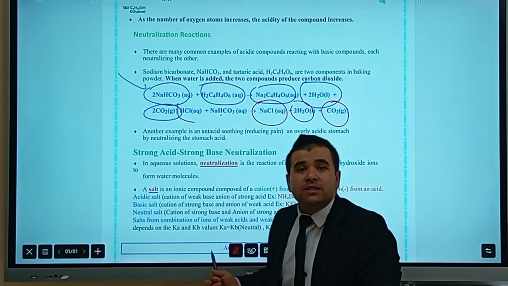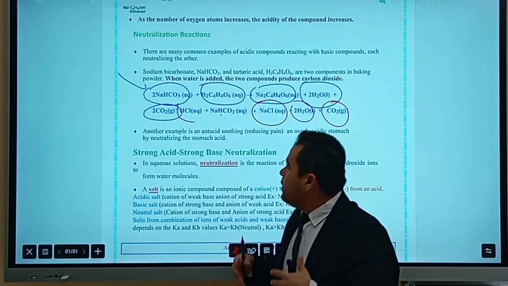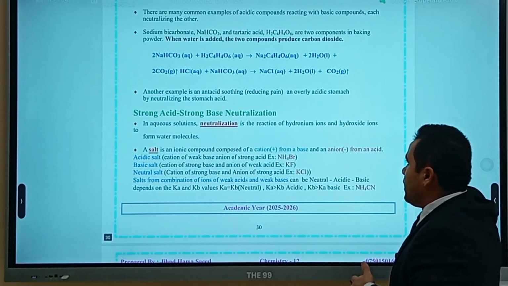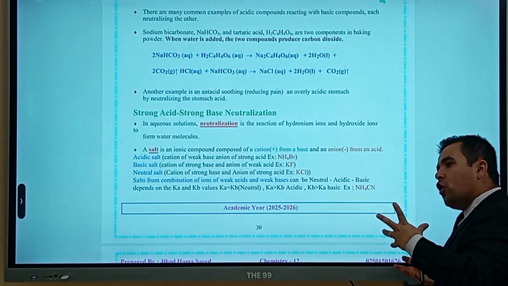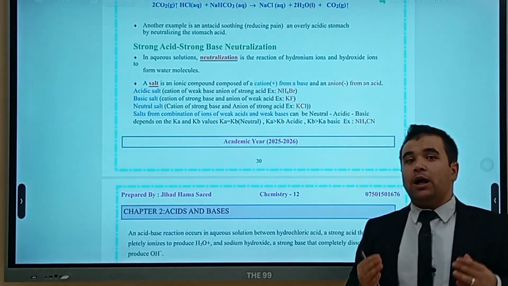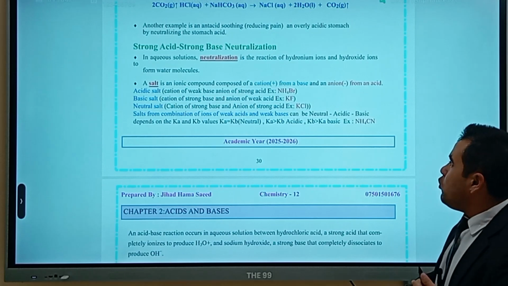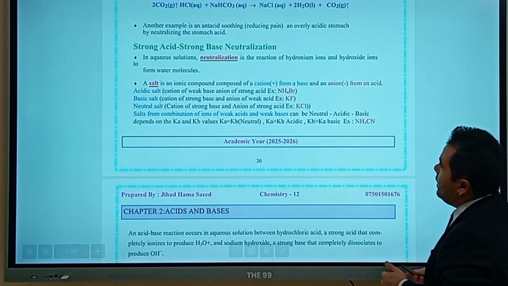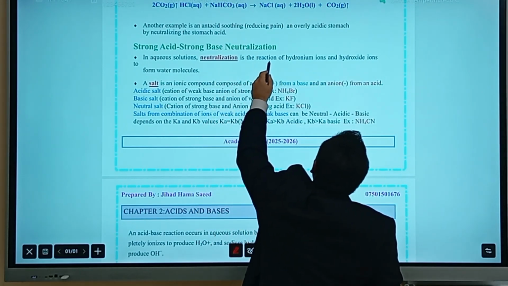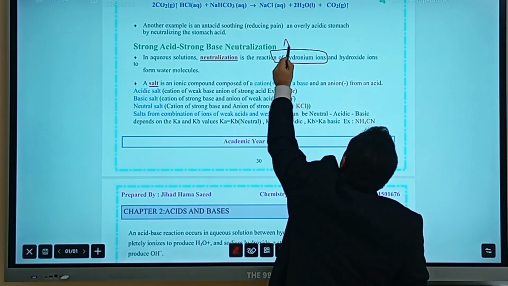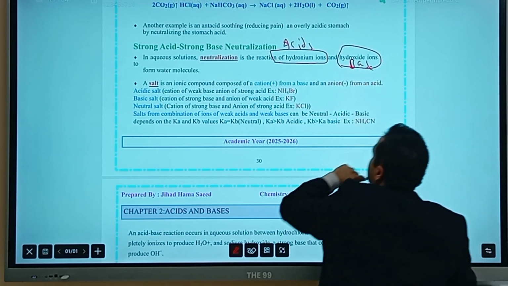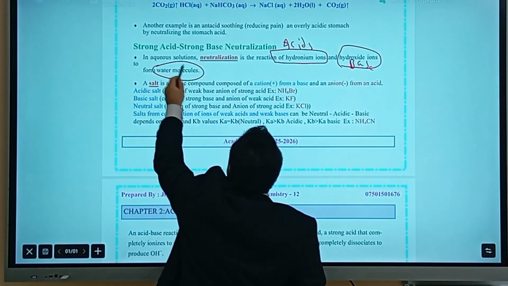Guys, this is a neutralization reaction, but it's between what and what? Between a weak acid and a weak base, or it can be between a strong and a weak one. But our book concentrates on the neutralization between strong ones. Let us talk about the neutralization of strong acids and strong bases. Simply, the term neutralization refers to the reaction of the hydronium ion from the acids and the hydroxide ion from the bases to form H2O, to form a water molecule.